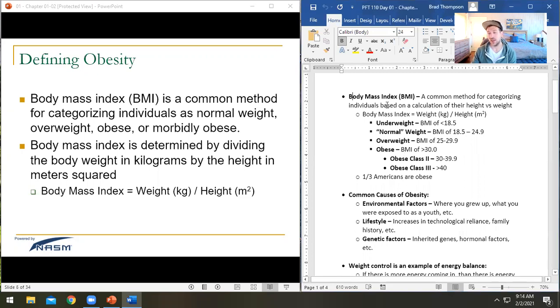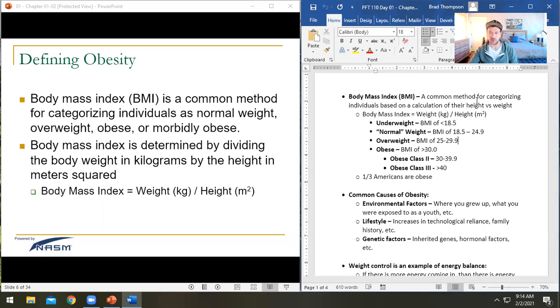So again, we're going to define it using our BMI scale, not the greatest scale in the world to judge overall health, but it is a great tool for looking at large scale populations. If I'm looking at tens of thousands of people, I like the BMI scale. It's effective. Is it a great way to determine your health on an individual basis? Definitely not. Stay away from that type of thinking. But body mass index is a common method for categorizing individuals on their height versus their weight, right? Here's that formula you guys got to get memorized: it is your weight in kilograms divided by your height in meters squared.